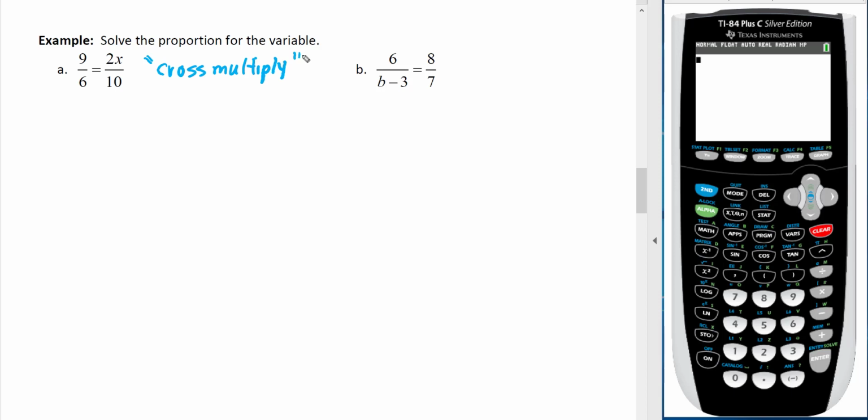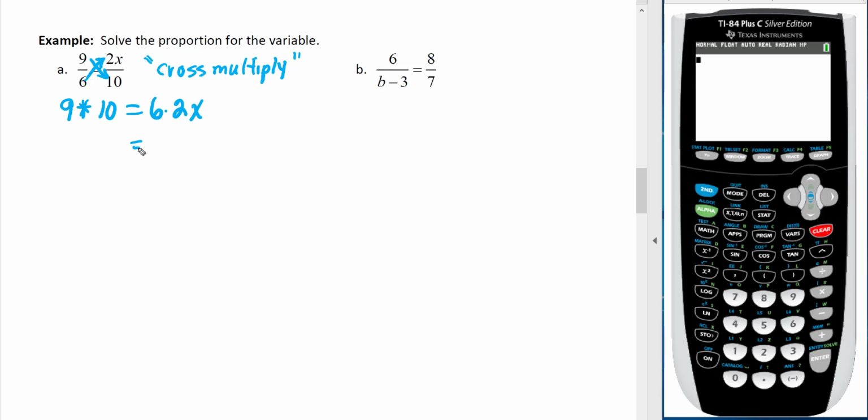In order to cross multiply, we have to take the numerator of the left side and multiply it by the denominator of the right side. So 9 times 10. Then we're going to go ahead and take the denominator of the left side and multiply it by the numerator of the right side. So 6 times 2x.